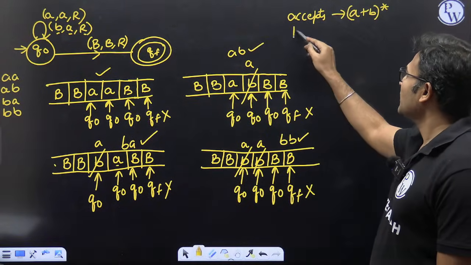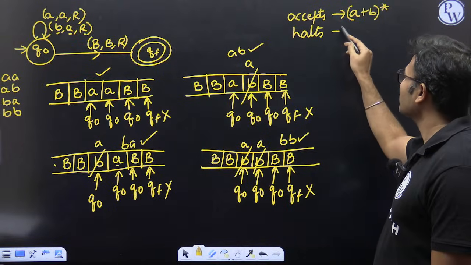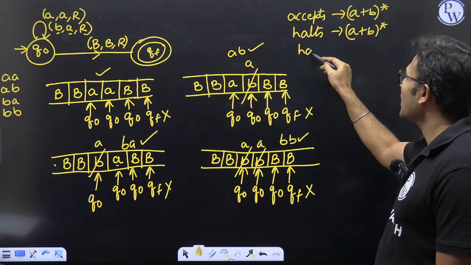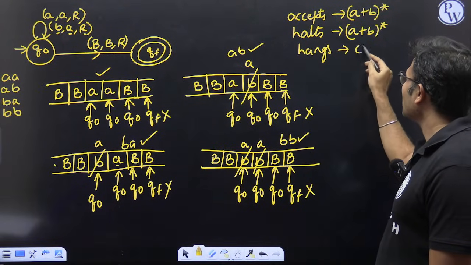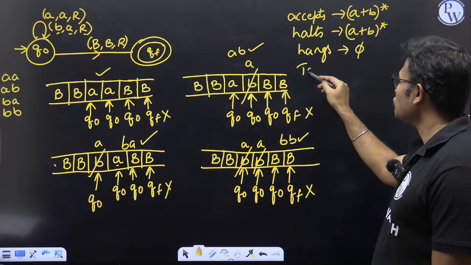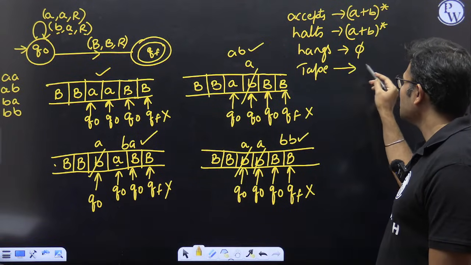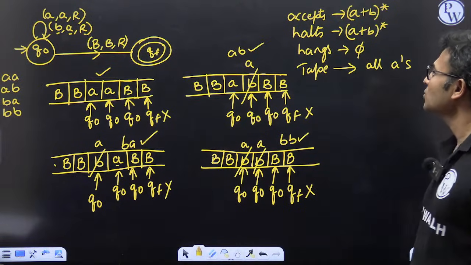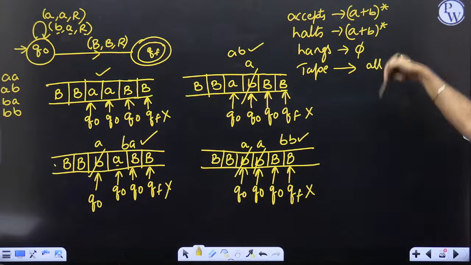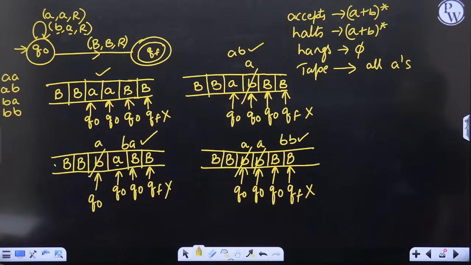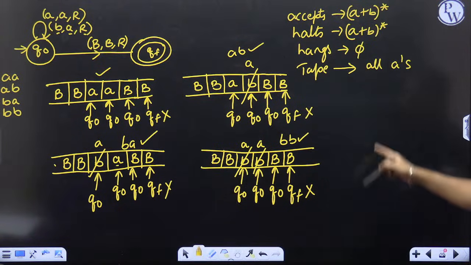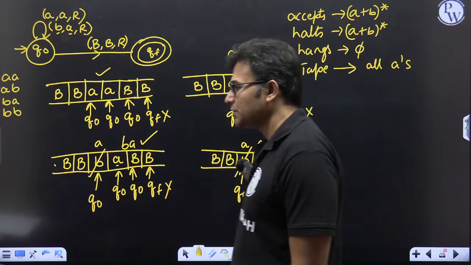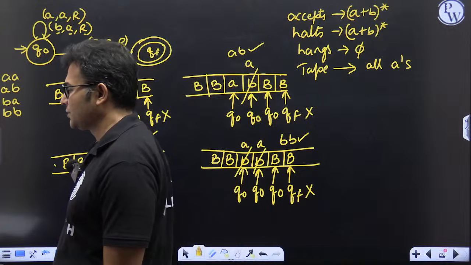And the machine halts on everything. And the machine hangs on nothing. And the contents of the tape are changed to all A's. Even if you give B's, the contents of the tape are changed to all A's. So any of these questions can be asked: the machine accepts, the machine halts, hangs, or the tape is converted to all A's, right?